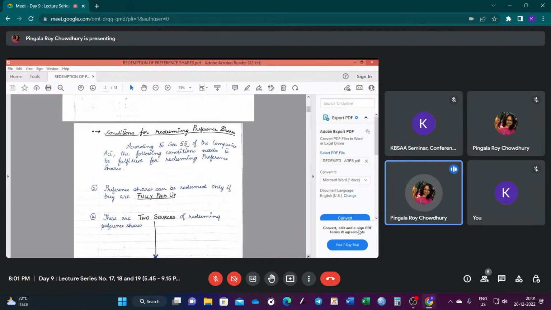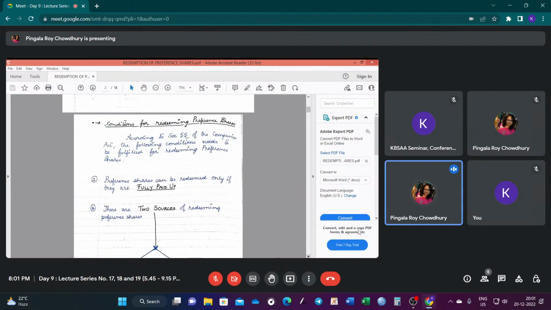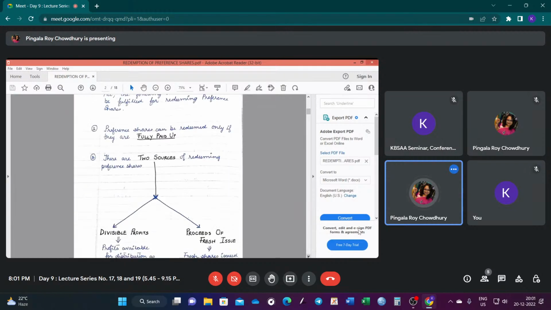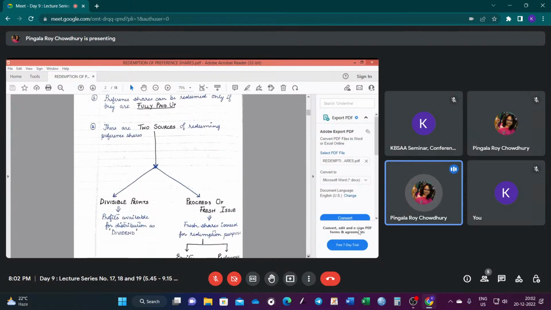And the most important thing is that we are redeeming preference shares. The company will need money to do that, because the company is buying the shares from the owners of those shares. The company needs to pay them money in exchange. Now, the company has to arrange for that fund. So the question is, where from will a company arrange such fund which will be utilized for redeeming the preference shares? Now, according to the Companies Act, they have clearly specified two sources for redemption of those preference shares.